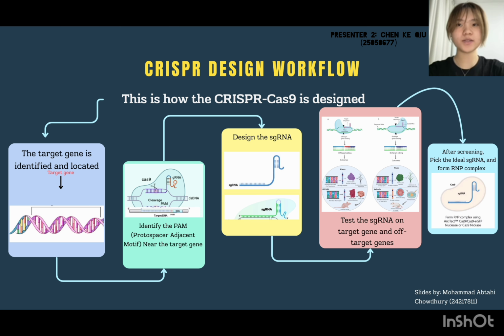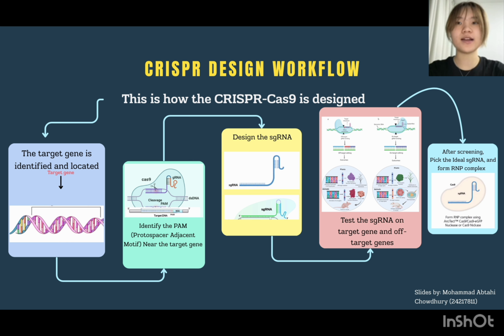Now I will talk about the CRISPR design workflow. This slide shows the basic steps of how CRISPR-Cas9 is designed. First, the target gene is identified and located in the genome. Researchers need to clearly know which gene they want to edit. Next, we identify the PAM sequence near the target gene. PAM stands for Protospacer Adjacent Motif, and it is required for Cas9 to bind and cut the DNA.